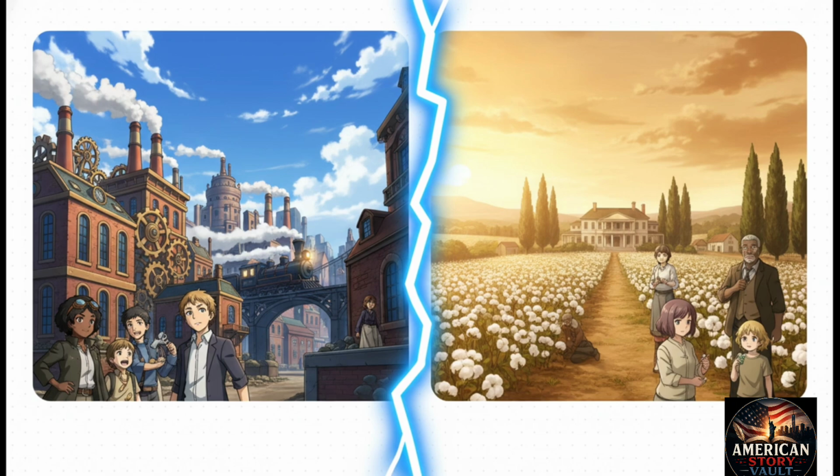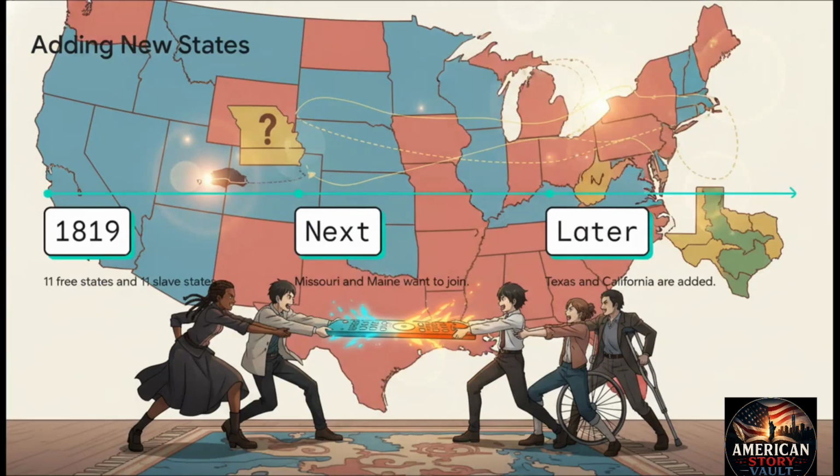Their climate was perfect for massive plantations, and after the cotton gin was invented in 1793, the slave trade absolutely exploded. So you have one half of the country building an industrial future, and the other half building an entire empire on the backs of enslaved human beings. Politically, they tried to manage this divide just by doing math. In 1819, there was a perfect tie, 11 free states and 11 slave states. But then Missouri wanted to join, then Maine, later on Texas and California.